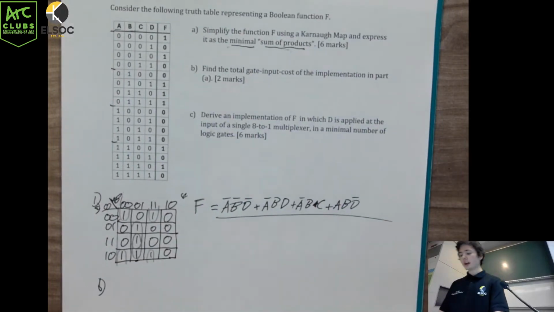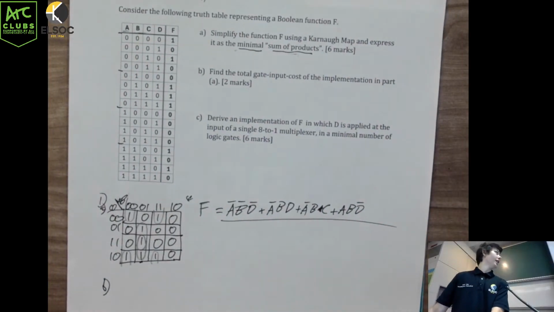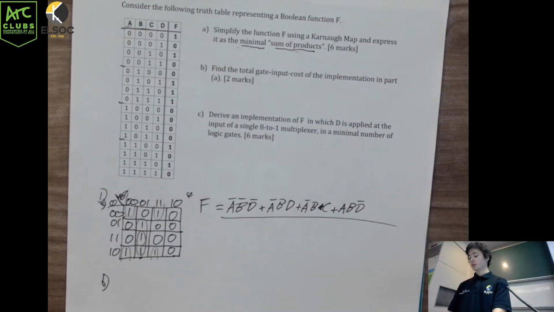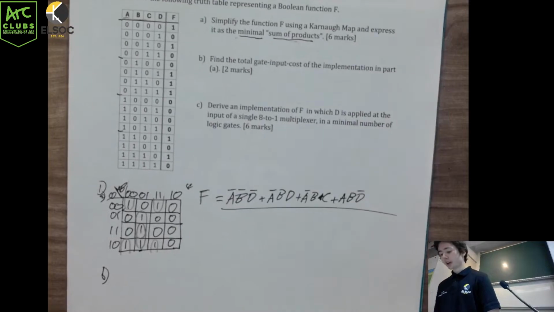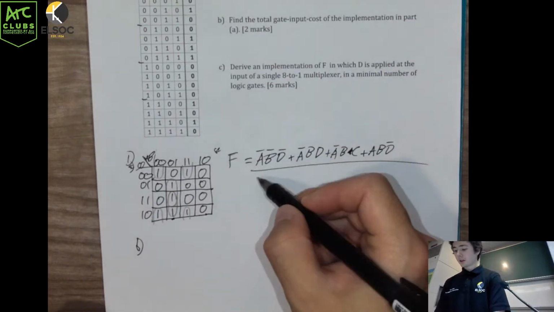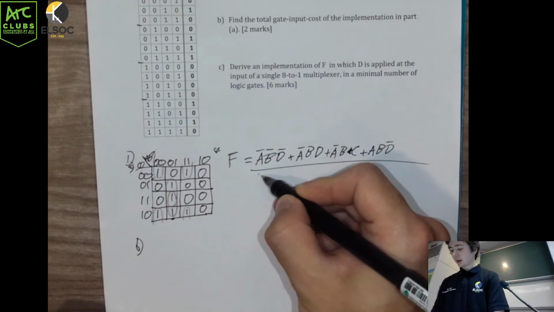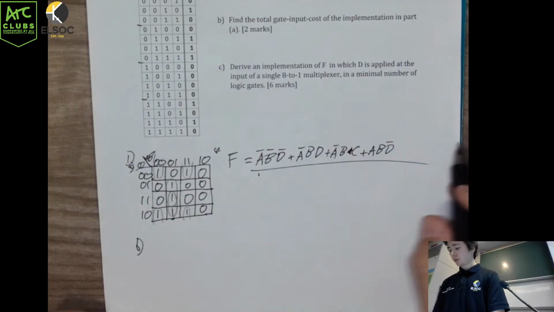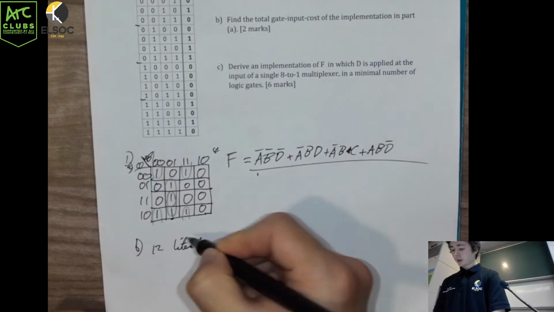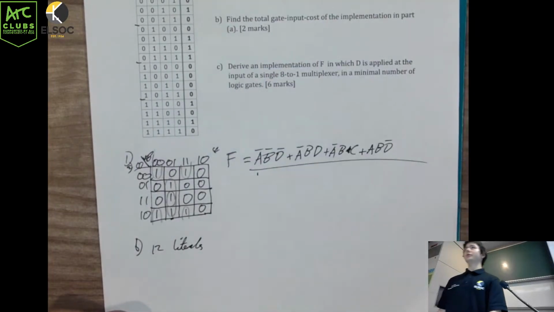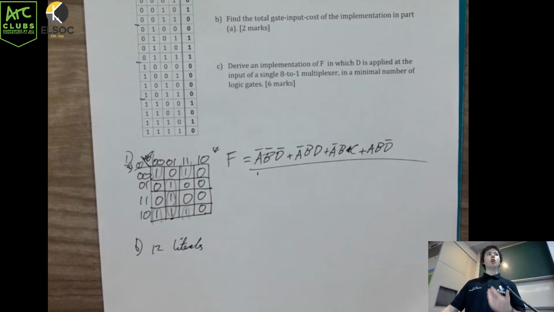So, total gate input cost of the implementation. I very much like just using the literals, terms, and complements kind of method. So let's think of this. I'm going to take 1, 2, 3, 1, 2, 3, 1, 2, 3, 12 literals. Now, mind you, the sum of products or product of sums may not typically be the most optimal gate input cost solution. It is just a very nice understanding-wise solution for us to put it in certain forms.